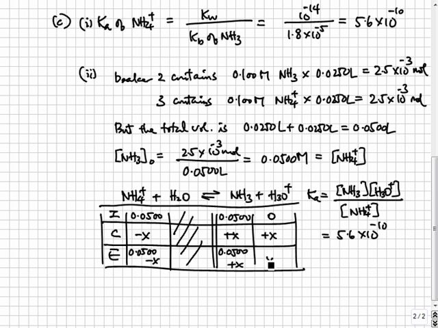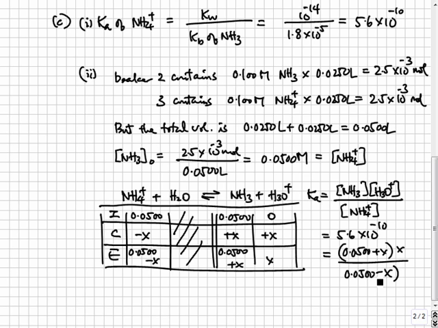Now we'll put these concentrations back into the Ka expression. The Ka is equal to the NH3 concentration multiplied by the H3O+ concentration divided by the NH4+ concentration. And as we found in part 1, the value for Ka is 5.6 times 10 to the minus 10. So now we put the equilibrium concentrations in, and we get 0.0500 plus x, all multiplied by x on top. And in the bottom, we get 0.0500 minus x.